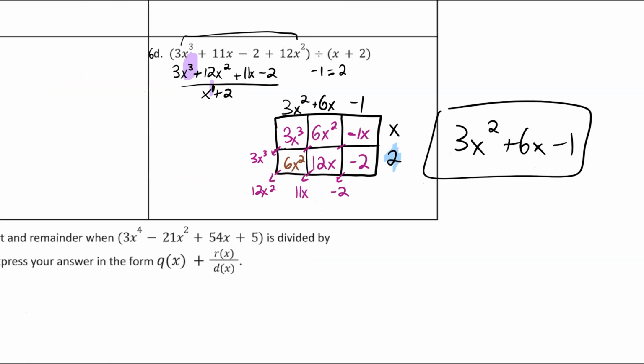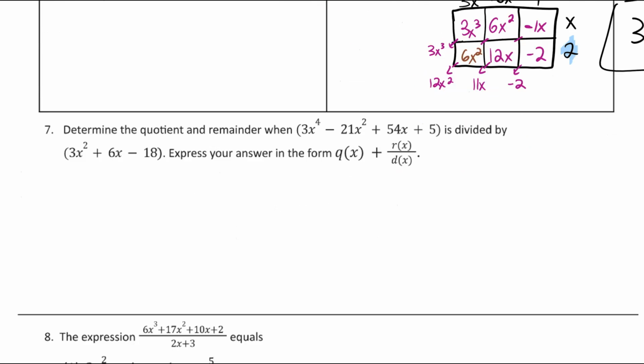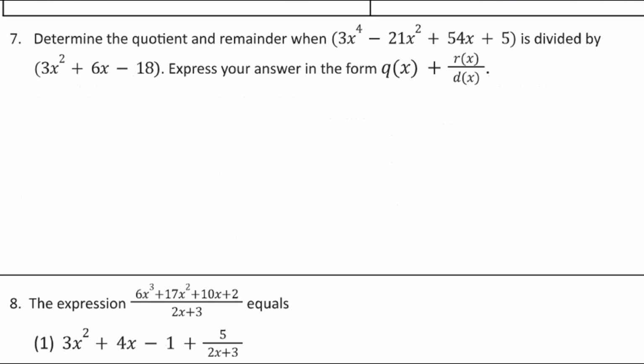Let's try an example where there might be a remainder. Number 7. Determine the quotient and remainder when 3x to the fourth minus 21x squared plus 54x plus 5 is divided by 3x squared plus 6x minus 18. So a few more terms to worry about here, but one of the things I notice is that in this polynomial, it's missing an x cubed term. So make sure to include a placeholder when you're setting up your boxes for division.